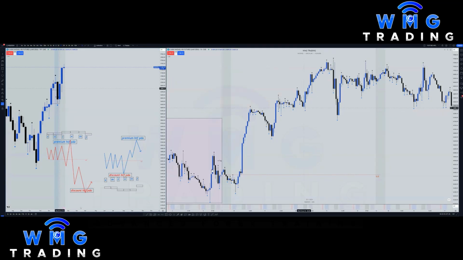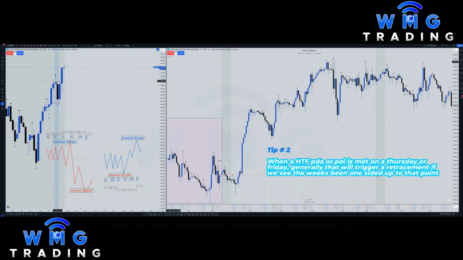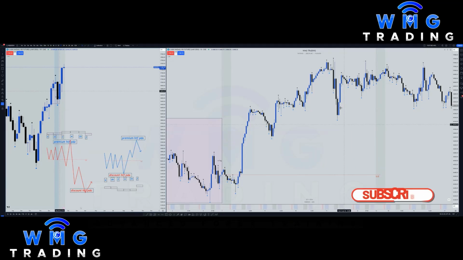On a Thursday. Remember, if the PD array is hit by Thursday or Friday, depending on which day, a lot of times that day is going to present some form of a retracement if price has been one-sided. You could see how this was one-sided. Came into a premium array, which is this high, took out the buy side liquidity, and then dramatically dropped and then closed on the week here.